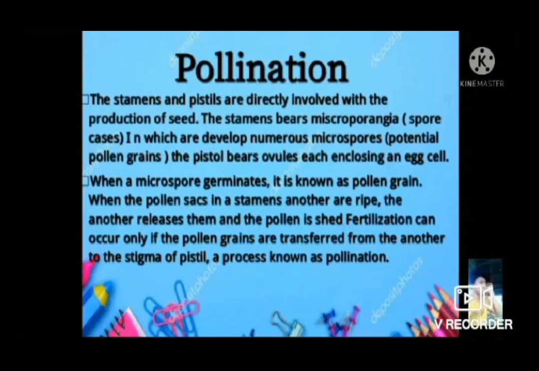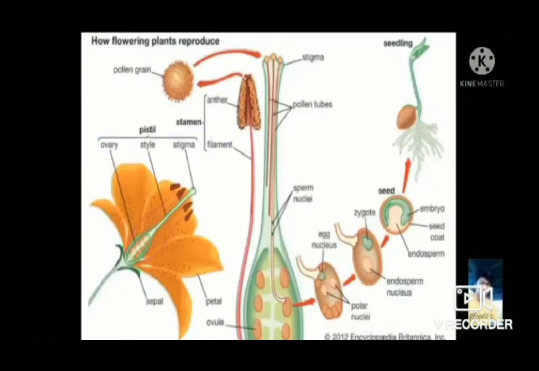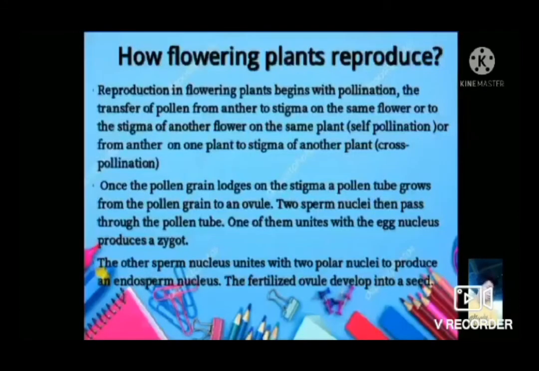Fertilization can occur only if the pollen grains are transferred from the anther to the stigma of a pistil, a process known as pollination. As shown in the table, this is how flowering plants reproduce. Reproduction in flowering plants begins with pollination, the transfer of pollen from an anther to a stigma on the same flower or to the stigma of another flower on the same plant. Self-pollination.